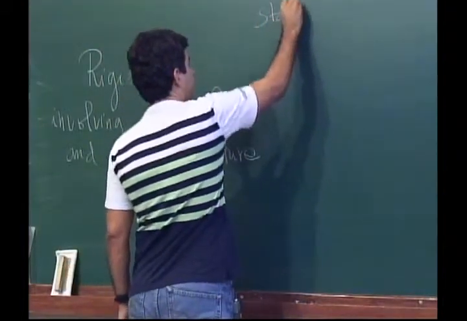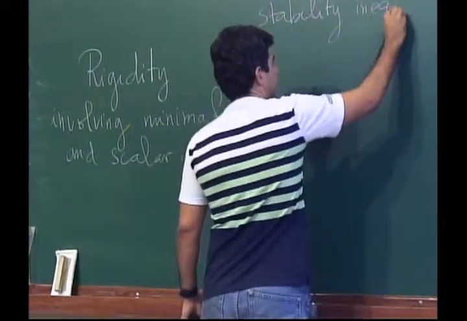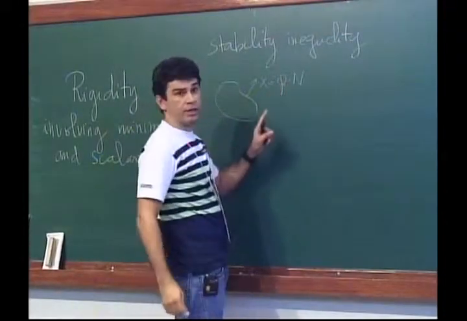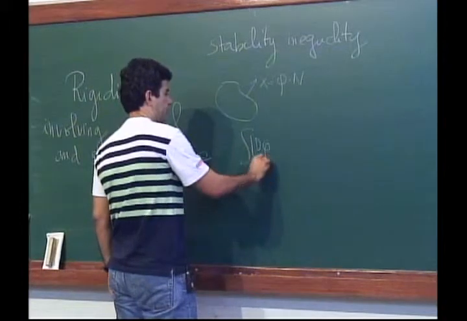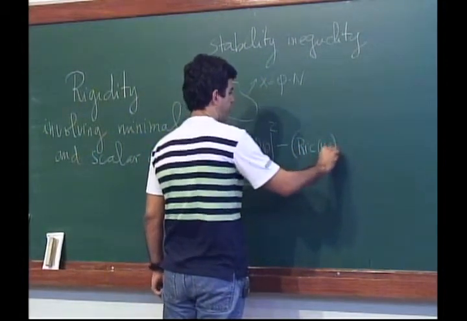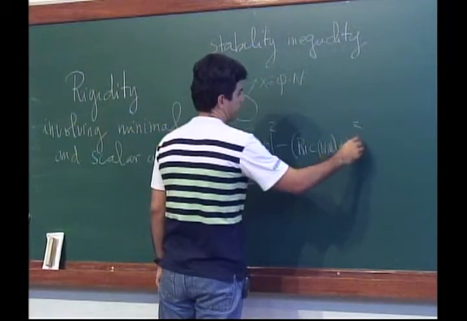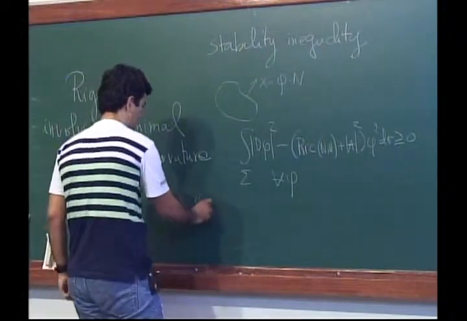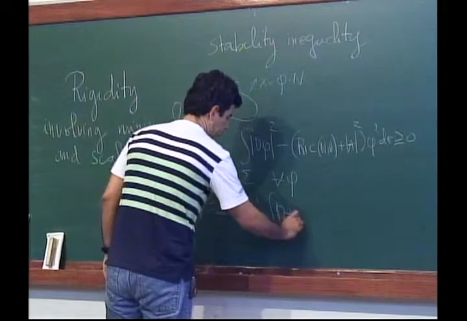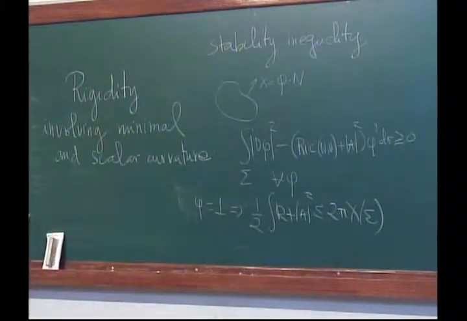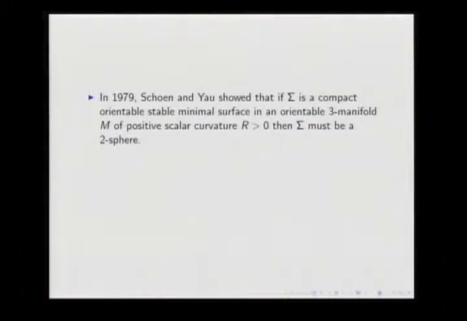Then let me recall the stability inequality. If you have a surface and consider a normal variation given by a function phi, the stability inequality is given by the integral of gradient squared of phi minus Ricci curvature in the normal direction of the ambient space plus the second fundamental form squared, times phi squared. So this is non-negative for all phi. Okay, choosing the function equal to 1, they get the following inequality. Okay? And use the Gauss equation and the Gauss-Bonnet theorem. So here, if the scalar curvature of the ambient space is positive, then we can control the topology of the surface. Okay?